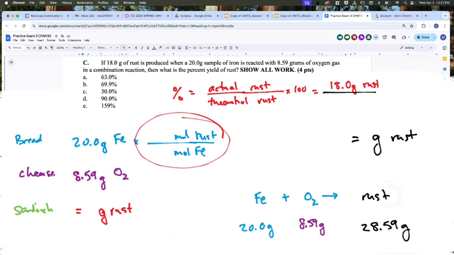So if we're starting with 28.59 grams of reactants, we should end with 28.59 grams of product. Okay? That's what I should end with. Because I should end with it, I might also call that a theoretical yield. Now what can I do? I have 28.59 grams of rust. I take my 18.0, divide by 28.59 grams, multiply by 100, and I now have my percent yield.